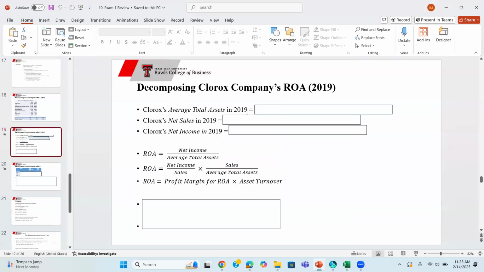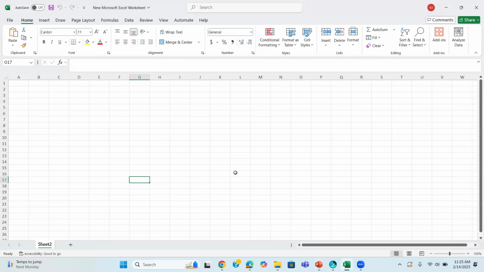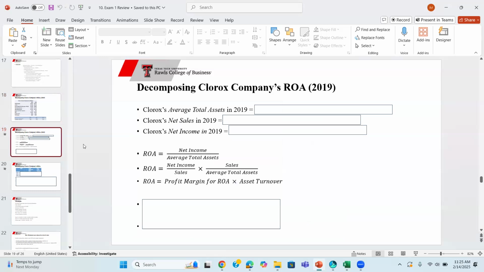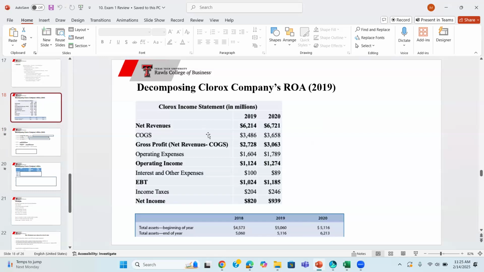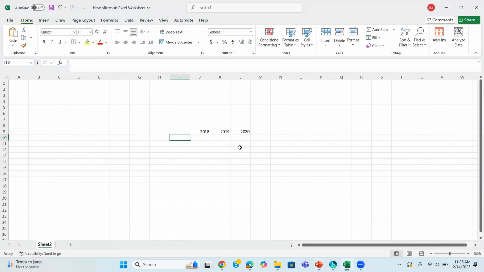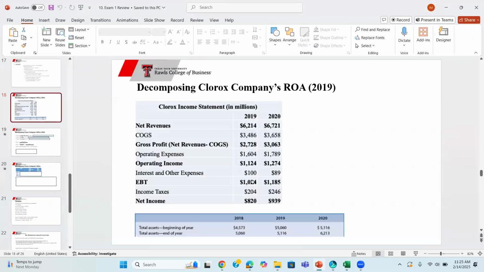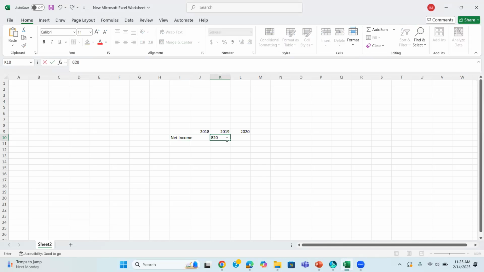Clorox's average total asset in 2019, what should be the answer? So let's write 2018, 2019, 2020, just to make it easiest. So we have all the information, let's put all these things here. Net income, we have net income for 2019 and 2020. Let's put 939 here. All right.